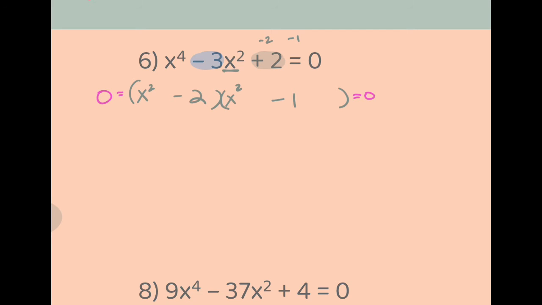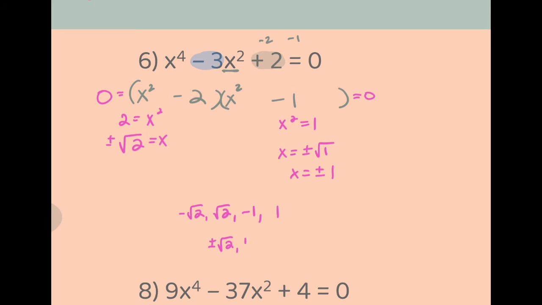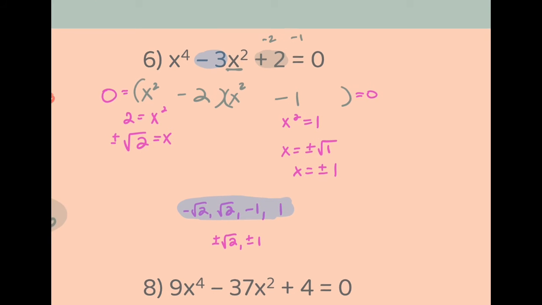On the left, I get x squared equals 2, and x would equal plus and minus the square root of 2. On the right, x squared equals 1, and x would equal plus and minus the square root of 1, which is just positive and negative 1. So now I have 4 answers: negative root 2, positive root 2, negative 1, and positive 1. If it was open-ended, you could have written it as plus and minus root 2 and plus and minus 1, but if it's on WebAssign or written out in multiple choice and it's separated out like that, you would want to write it that way.